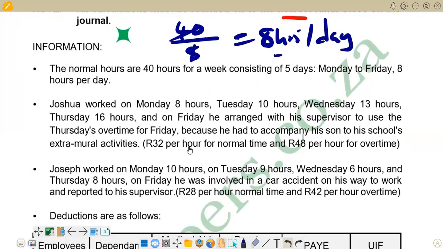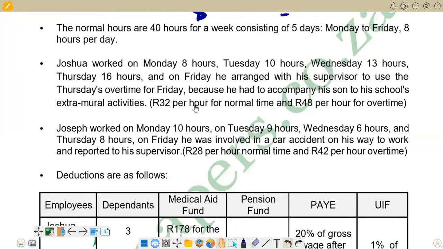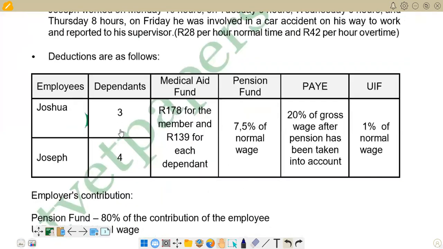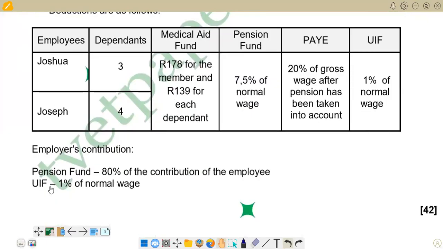Then on the second part, we have Joseph. It means Joseph has his own rate. Joseph worked on Monday 10 hours, on Tuesday 9 hours, Wednesday 6 hours, and Thursday 8 hours. On Friday, he was involved in a car accident on his way to work and reported to his supervisor. And then in the brackets, the rate is 28 rands per hour normal time, and 42 rands per hour overtime. Then we have the deductions, where a table is given. Lastly, we have the employer contribution in terms of how we are going to calculate the pension fund and UIF.